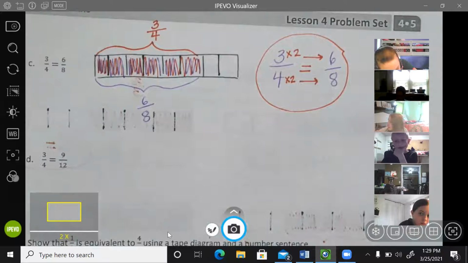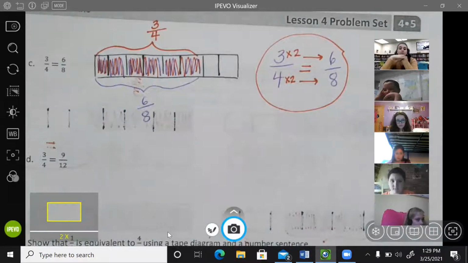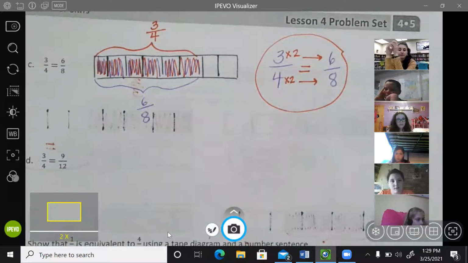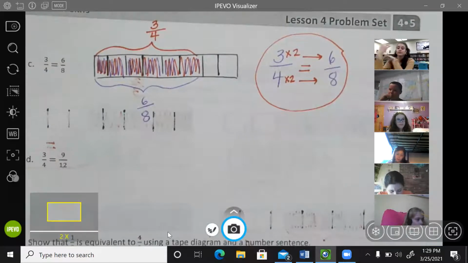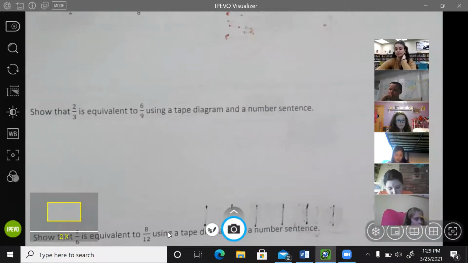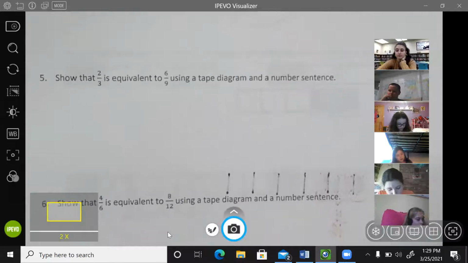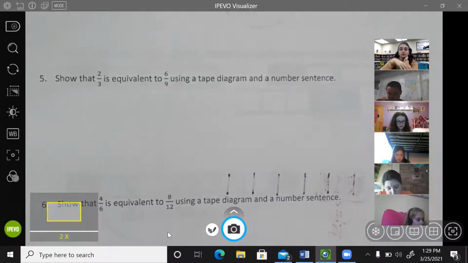Okay, we're going to do one more at the bottom. I've got to get to my last screen so I can hear from everyone today. Riley Roach, I want you to pick a number, 5 or 6. 5. Okay, go ahead and read it. Show that 2/3 is equivalent to 6/9 using a tape diagram and a number sentence.